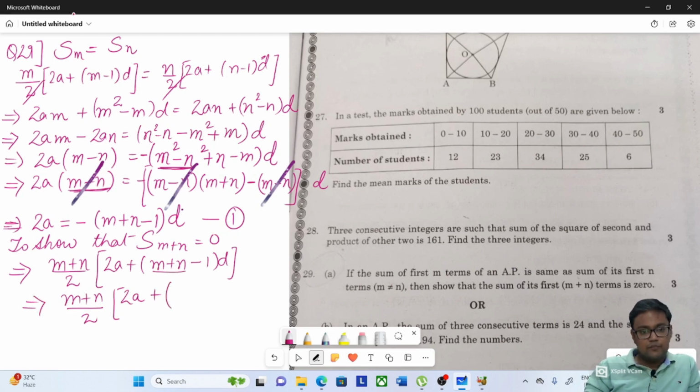Why did m plus n come in the brackets? Because if you remember the formula, when the sum is of n terms, n comes here; when the sum is of m terms, m comes, m for mango; and when the sum is of m plus n terms, m plus n will come. But I went ahead, so I will go back in the timeline and substitute for 2a. 2a can be written as minus m plus n minus 1 into d, followed by plus m plus n minus 1 into d.